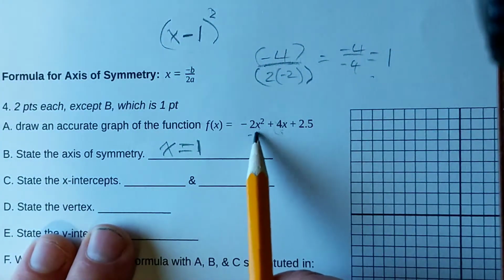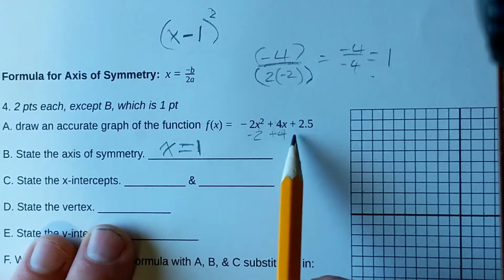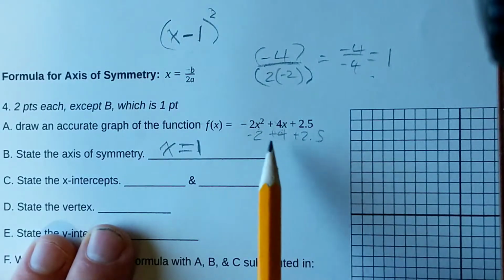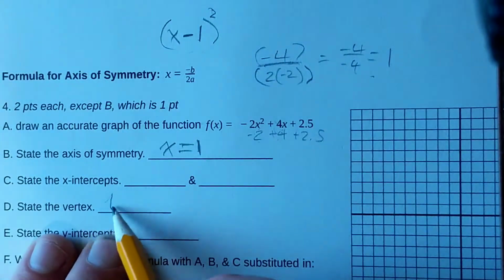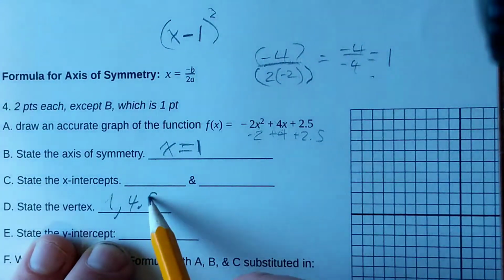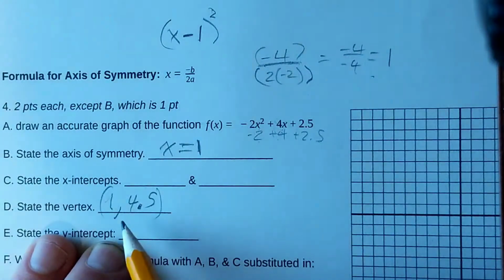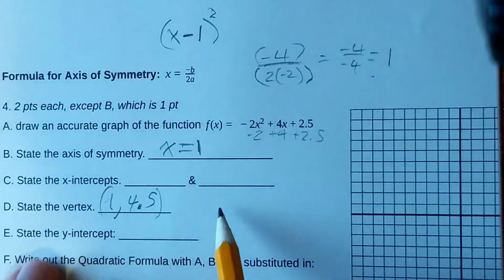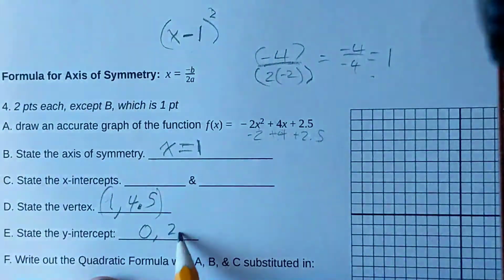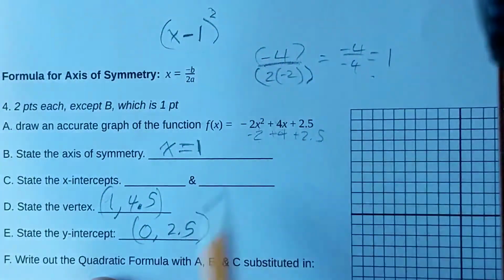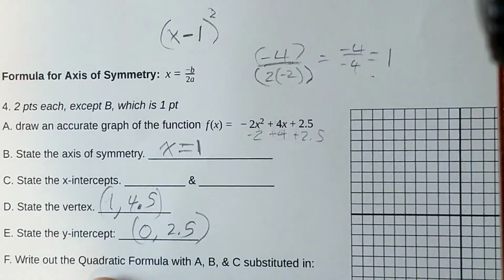1 squared is 1, I have negative 2, plus 4, plus 2.5. 4.5? 1, comma, 4.5. The y-intercept is at 0, comma, 2.5. We get that from the standard form. Okay, this is looking nice.